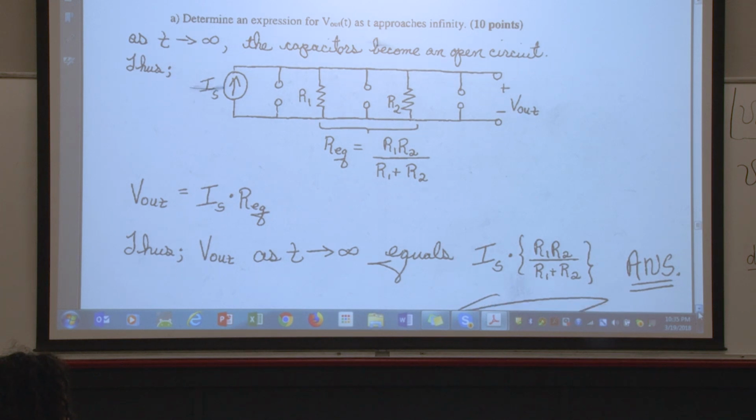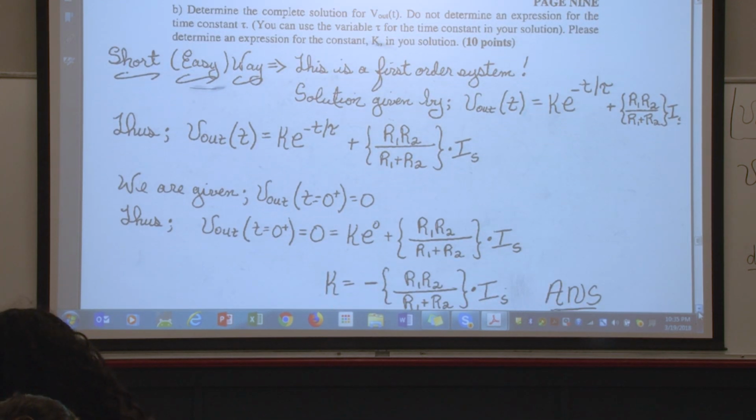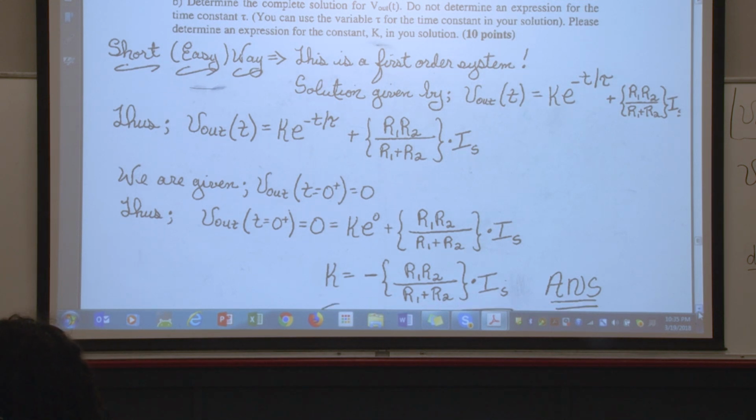Now, there's a part B and a part C. Let me do part B, and then we'll call it quits. Determine the complete solution for V out. You don't have to determine an expression for the time constant, but determine an expression for K in your solution.